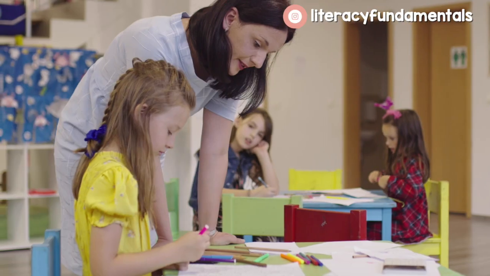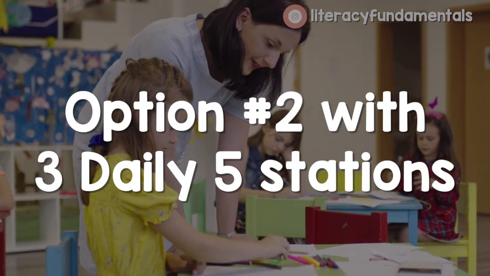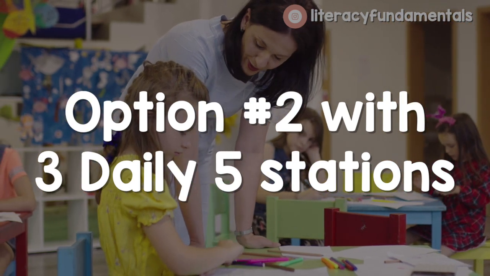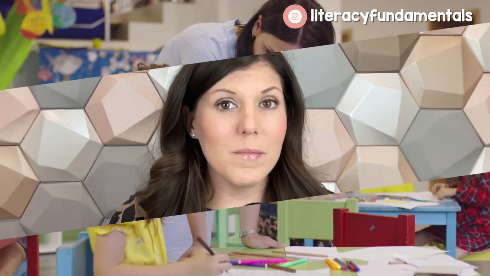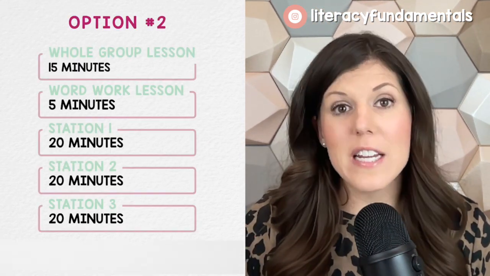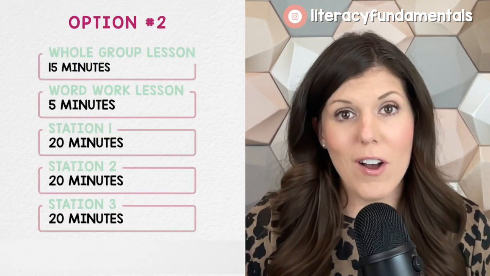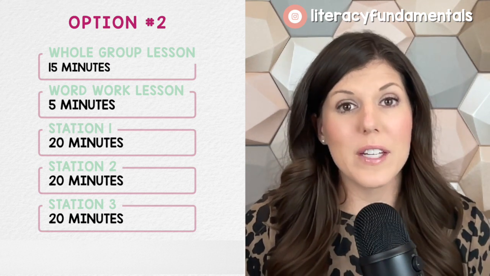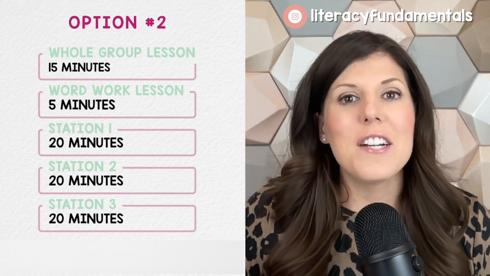So another idea for a schedule might be 3 stations during the day, depending on your whole group lesson time and if you're doing word work or not. So you could have, let's say maybe your mini lesson is 15 minutes long and you have a 5-minute long word work lesson, and then your stations after that are 20 minutes. Do you see how you can really cater it? And then your students are working on things they need to be working on.